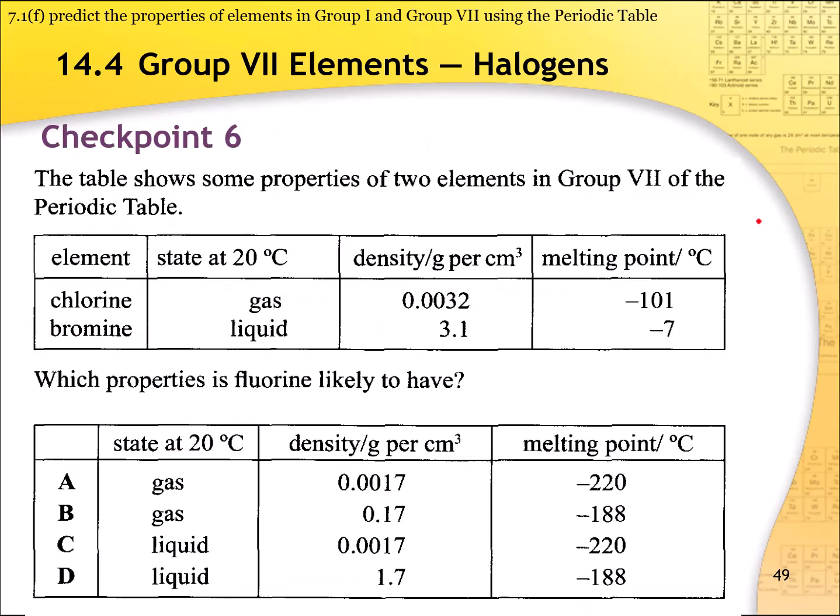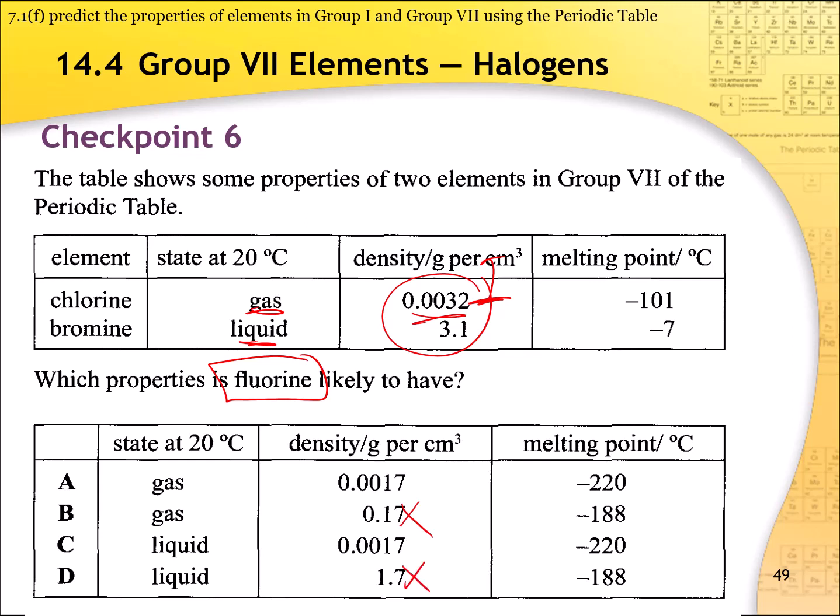So let's look at this. Chlorine is a gas, bromine is a liquid, and therefore, of course, the densities are very different. Gas density is very small. Usually very small density for gases. Then let's predict what fluorine is like. Now we know fluorine is above chlorine. So definitely it's smaller than this value. Going higher, it's smaller. So it cannot be this, cannot be this.